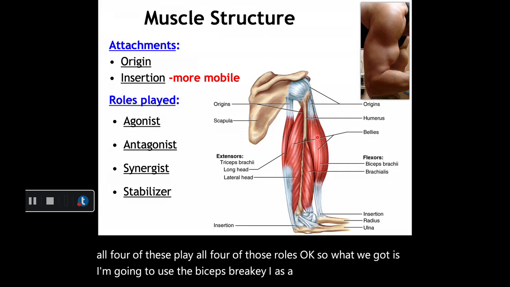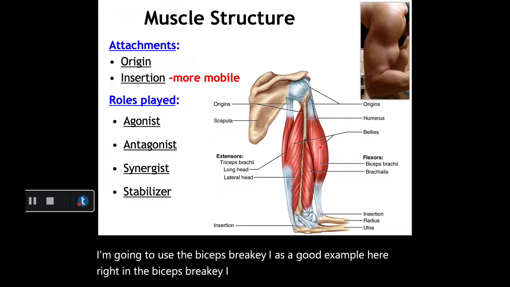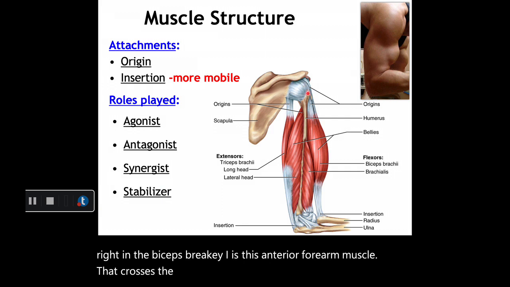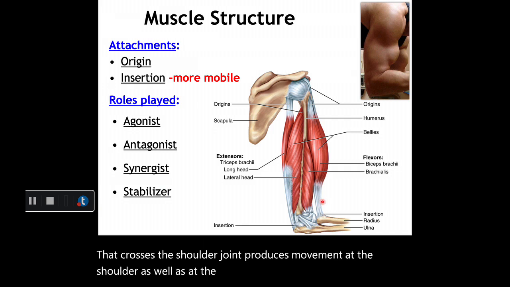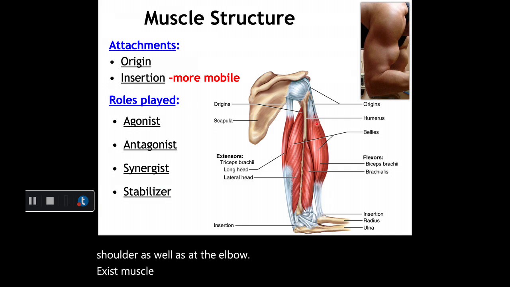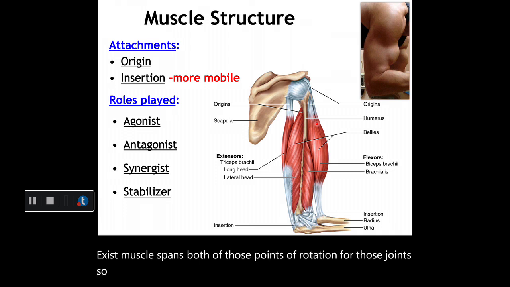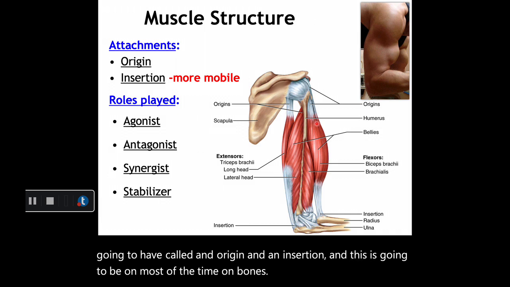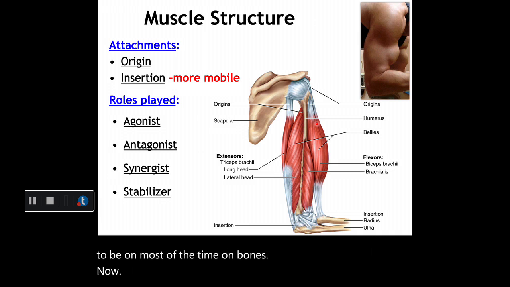Right? And the biceps brachii is this anterior arm muscle that crosses the shoulder joint, produces movement at the shoulder as well as at the elbow. This muscle spans both of those points of rotation for those joints. So most muscles are going to have what's called an origin and an insertion. And this is going to be most of the time on bones. Now, they're both attachments. Okay.